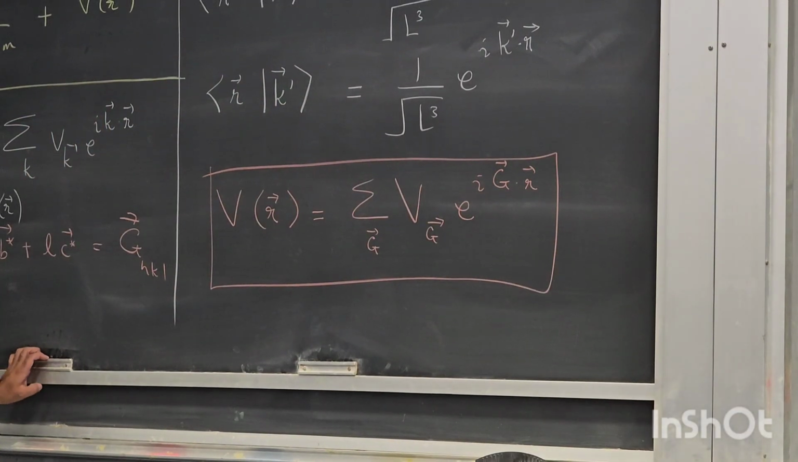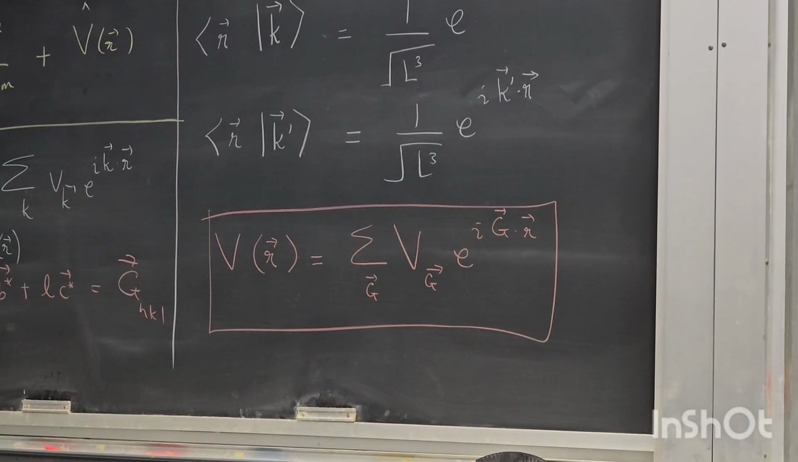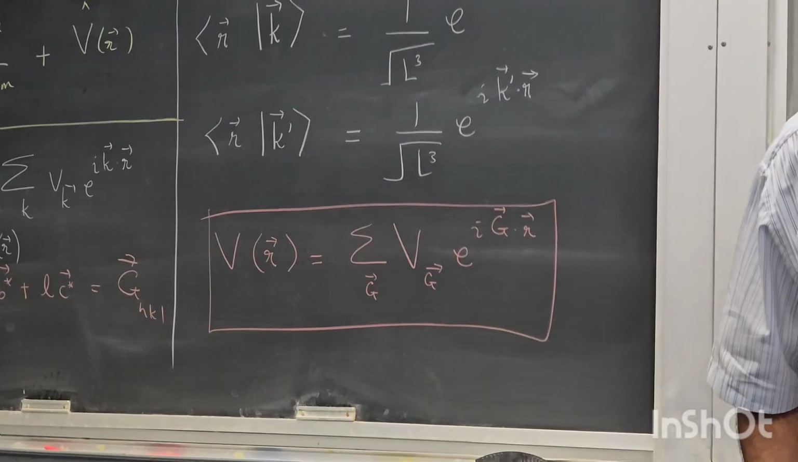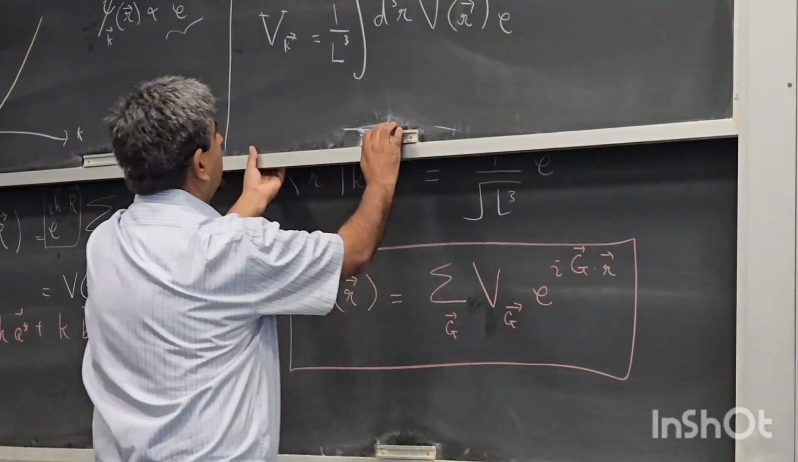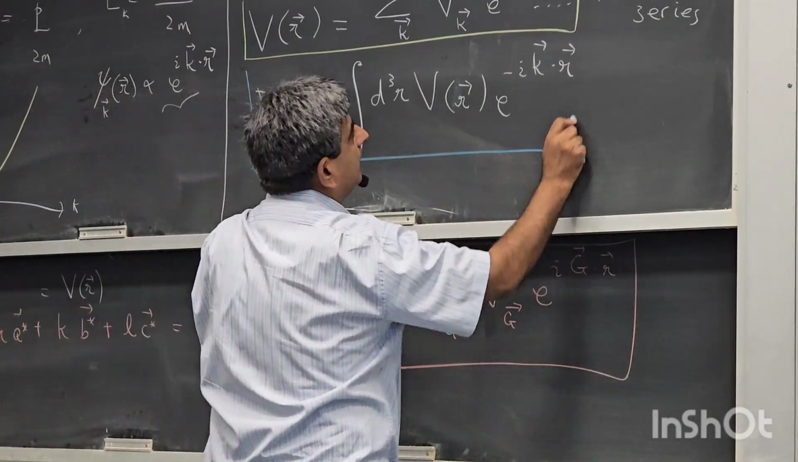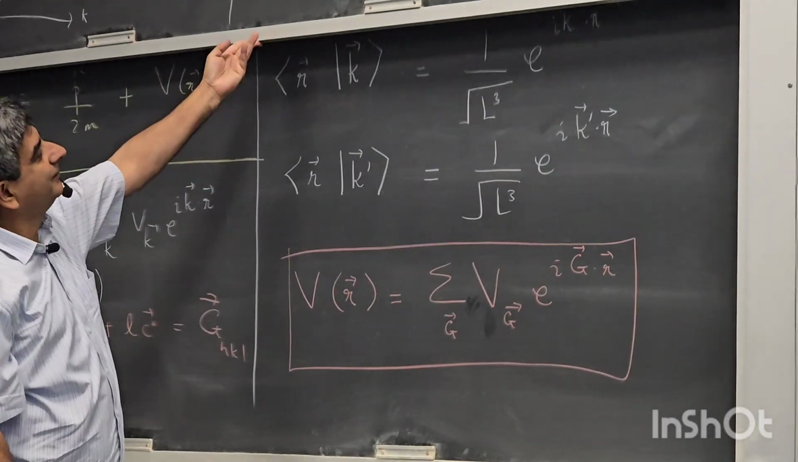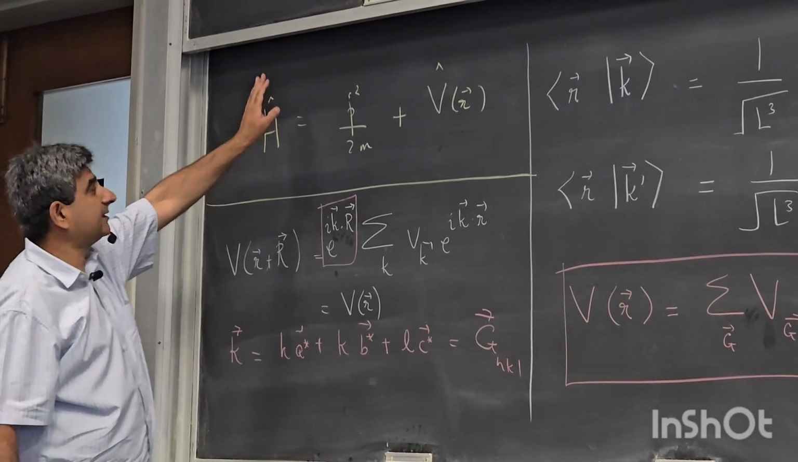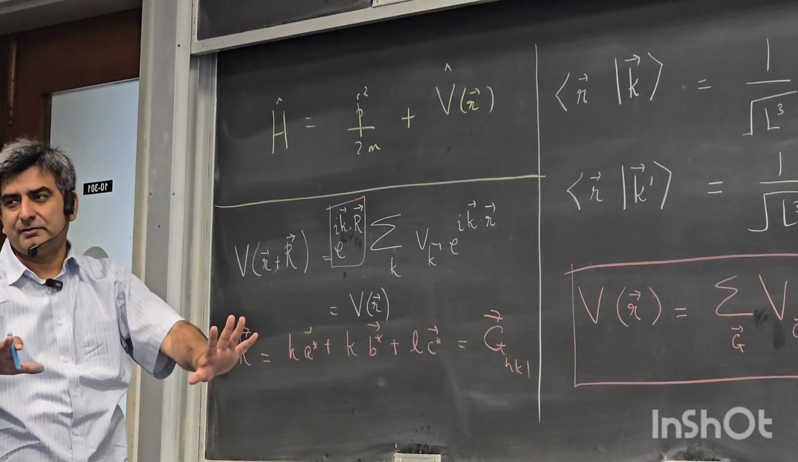All of this is preparation. So now let's look at this expression. What is our goal? Our goal is, now we have a periodic potential, and we would like to see how the dispersion relationship changes. That's the goal, that's the motivation.